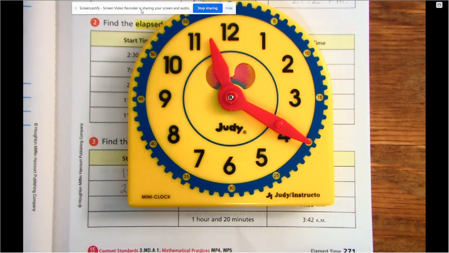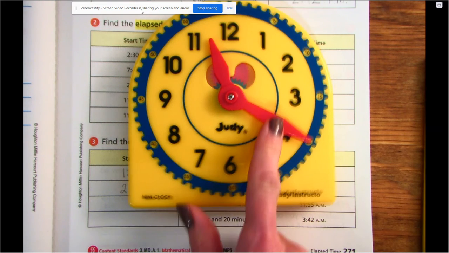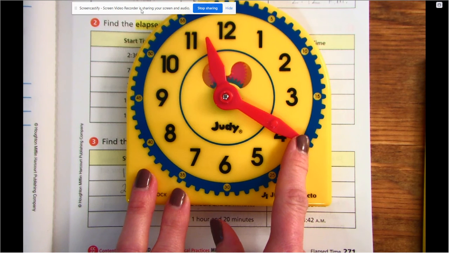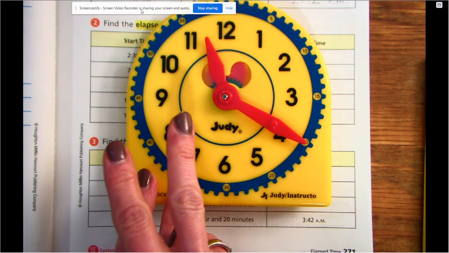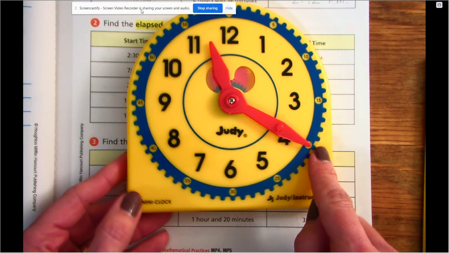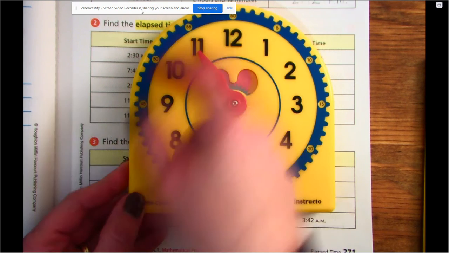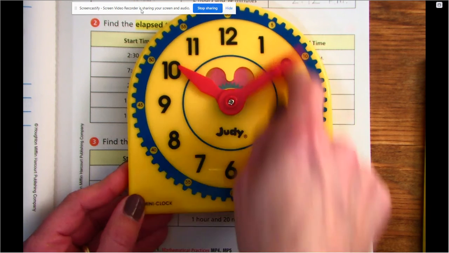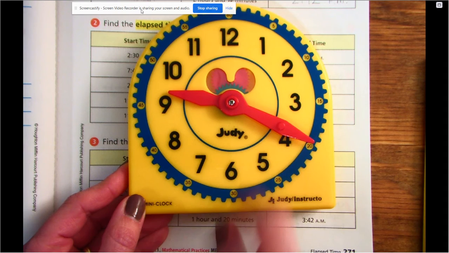Now I need to go back 2 hours. So I'm going to look at my minutes. Where are we? We're on the 20-minute mark. And I want to go back 2 whole hours. So I have to stop and start here. So I'm going to go back 1 whole hour to 20 minutes after, 2 whole hours to 20 minutes after.